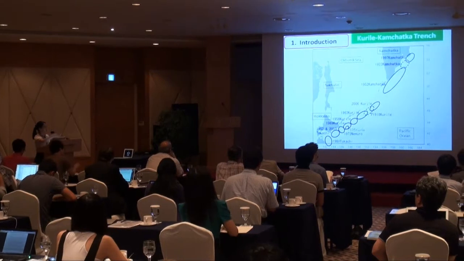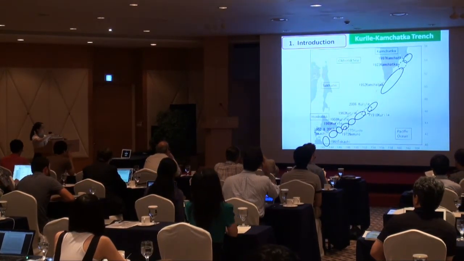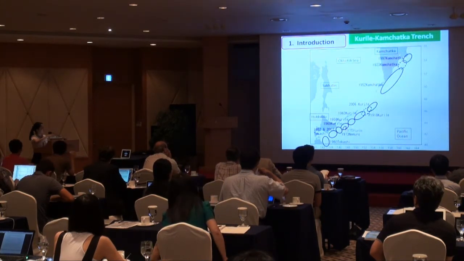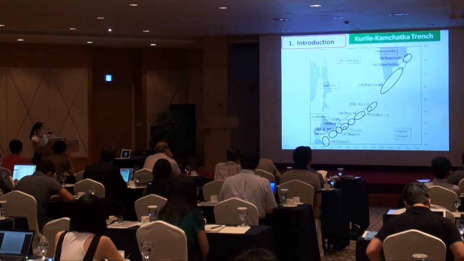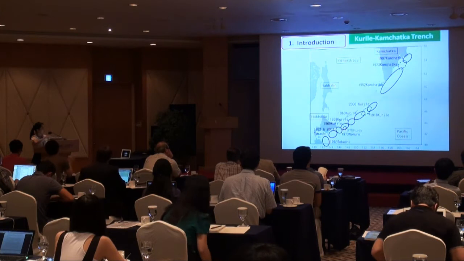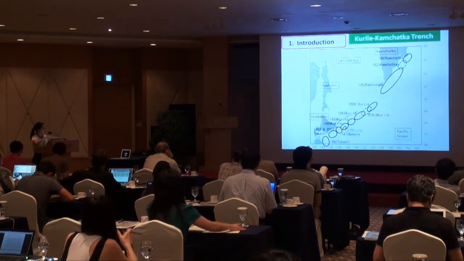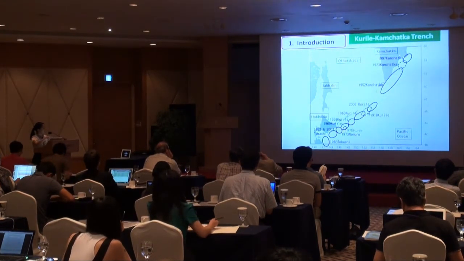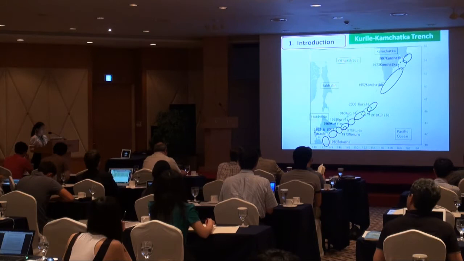First, introduction. This is Japan and Kamchatka. These ellipses show many great undersea earthquakes that occurred along the Kuril-Kamchatka subduction zone. In this area, the 2003 and 1973 great earthquakes occurred. The interval is 300 to 500 years. So I will talk about the earthquake.